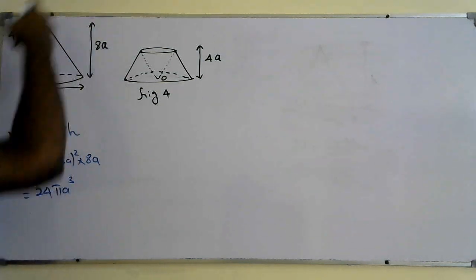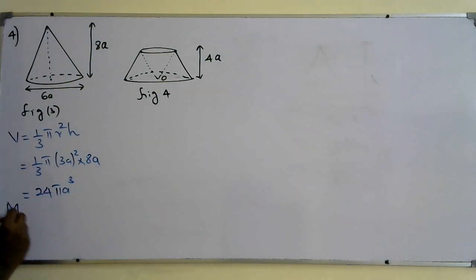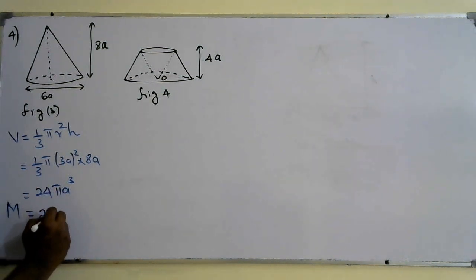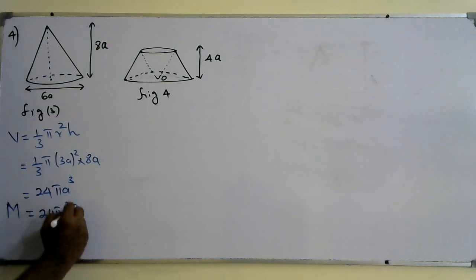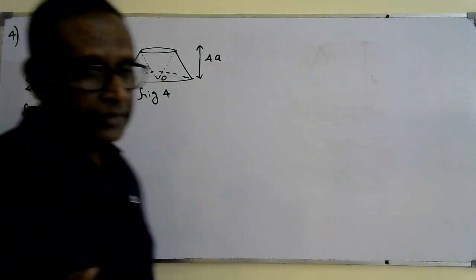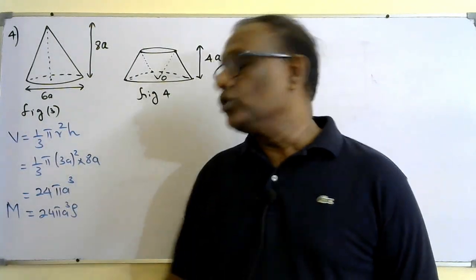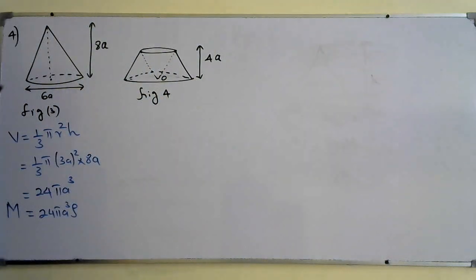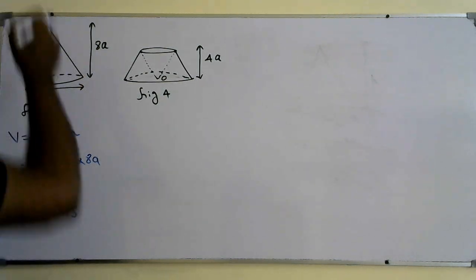So the mass of the whole cone, m, is going to be the volume multiplied by density: 24 pi a cube rho. Don't worry about the rho, that will get cancelled. Sometimes maths books don't use rho, they take it as 1. It's okay, no problem. So that is the first thing we must know, the mass of the given cone.